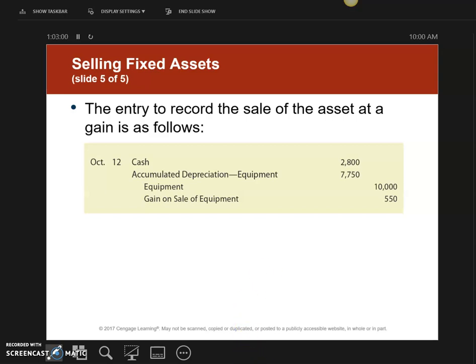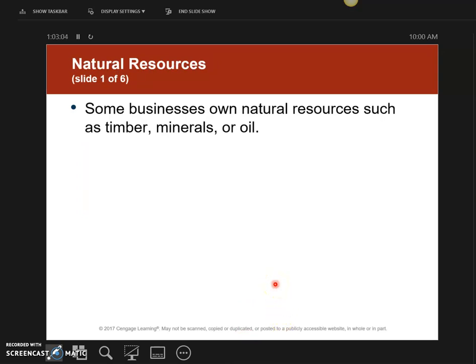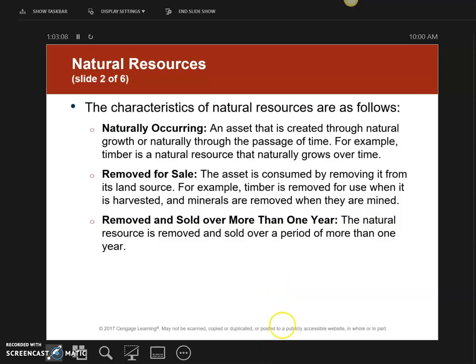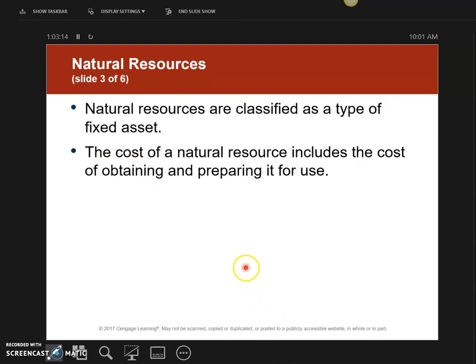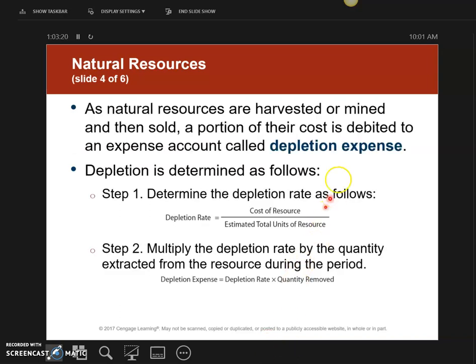So natural resources are things like timber, minerals, oil, things you pull out of some natural environment. So these are characteristics, and I don't go over these. You can go over them. They are considered a type of fixed asset, except I don't depreciate them. I deplete them. So the formula is similar, but not the same, and I only have one method.